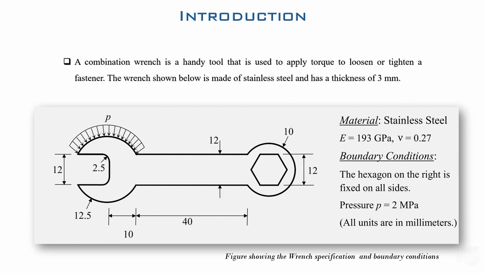Here we have the combination wrench and we are going to determine the maximum deformation and the distribution of Von Mises stresses under the distributed load and boundary condition shown in our figure. You can get the geometry from the link in the description. Let's go to Ansys Workbench and conduct this 2D finite element analysis.